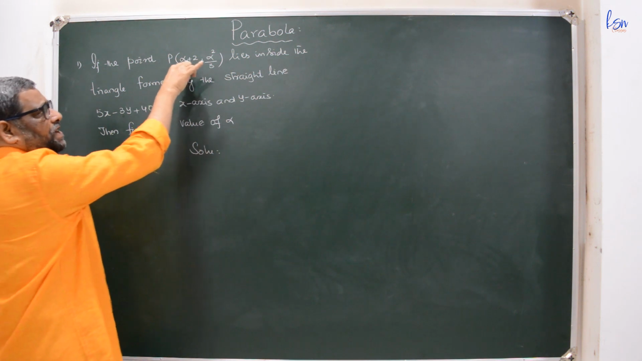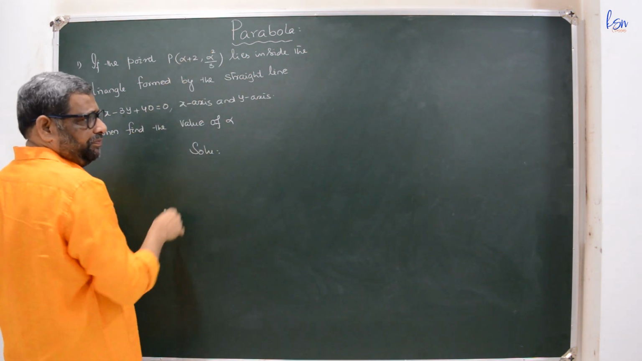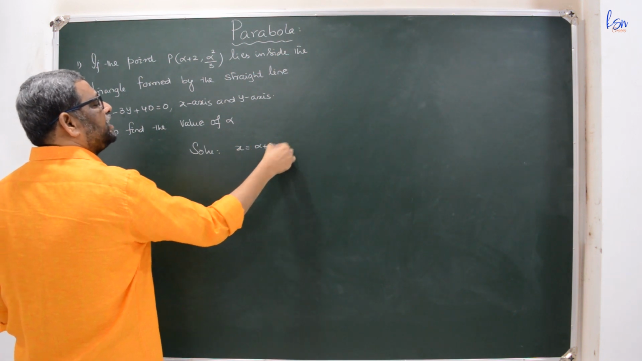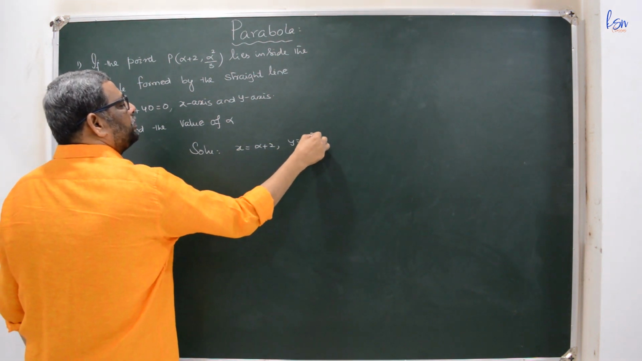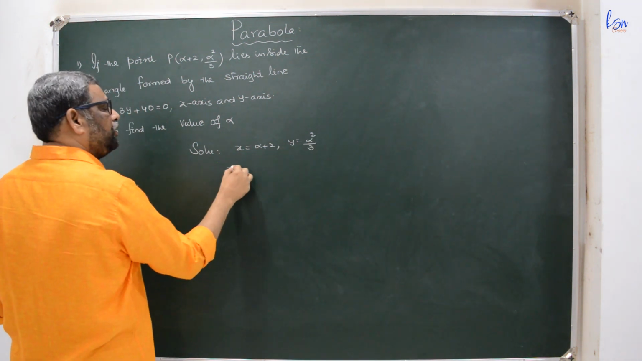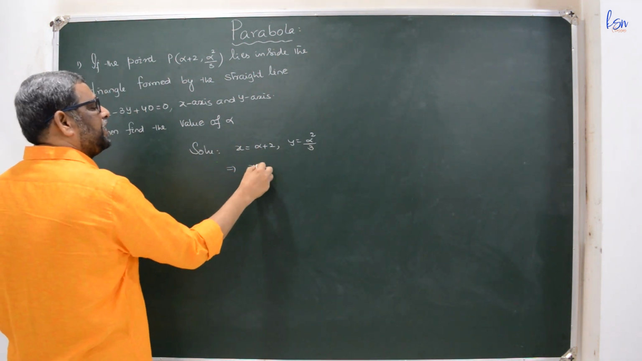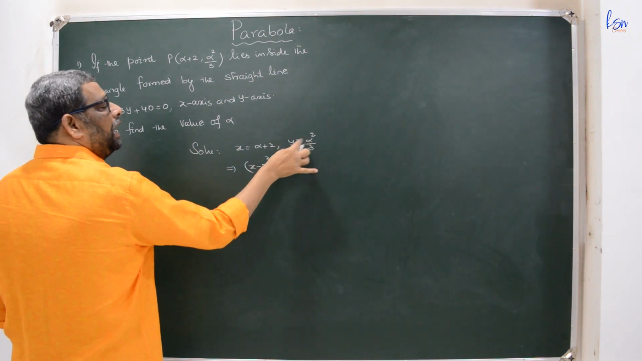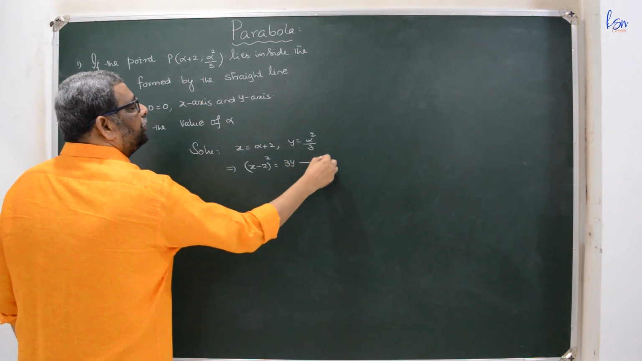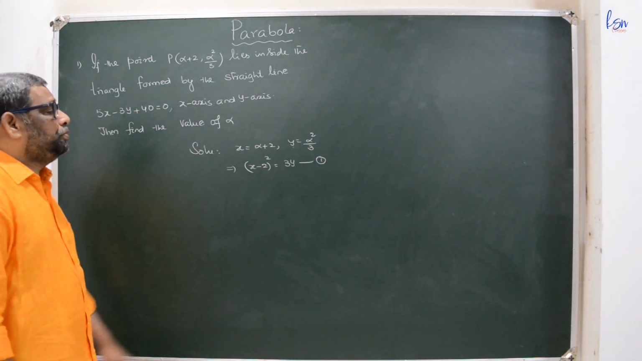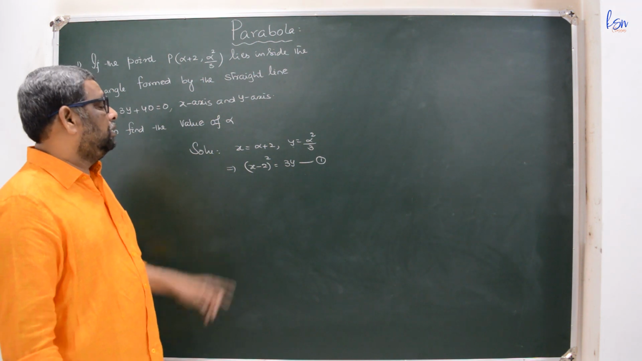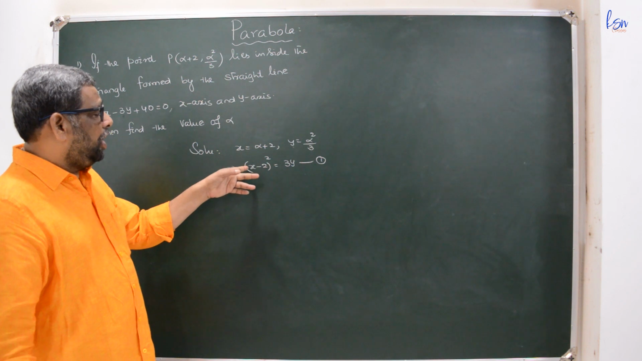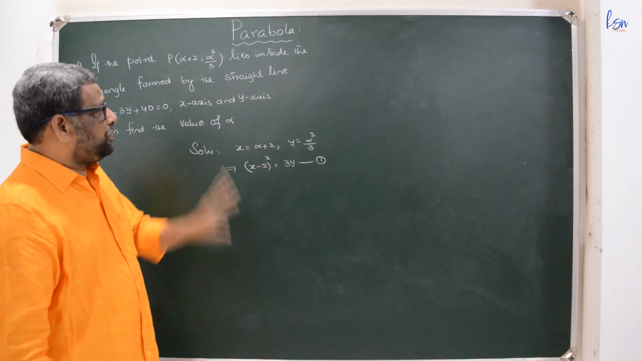We were given a point P (alpha plus 2, alpha square by 3). Let us consider x is equal to alpha plus 2 and y equal to alpha square by 3. So alpha equal to x minus 2, so x minus 2 whole square is alpha square. Alpha square is 3y. So this is a parabola whose vertex is at (2, 0) and whose axis is parallel to the y-axis, or whose axis is x is equal to 2.